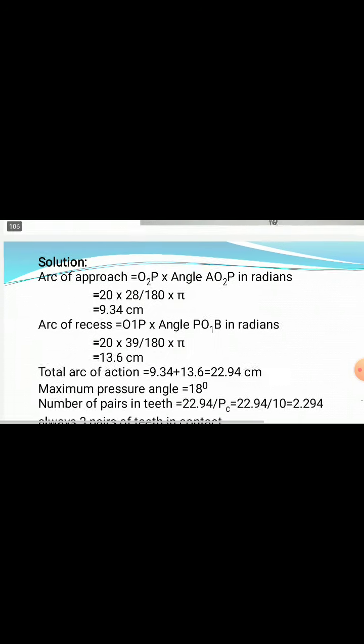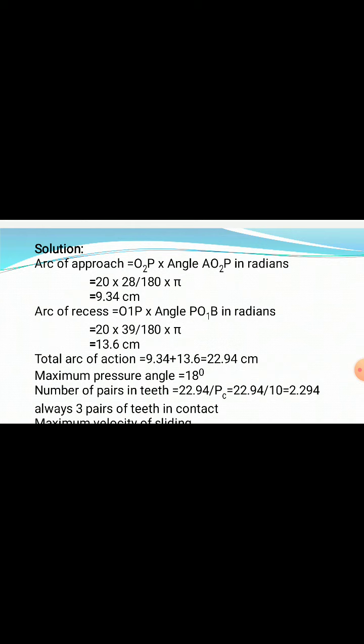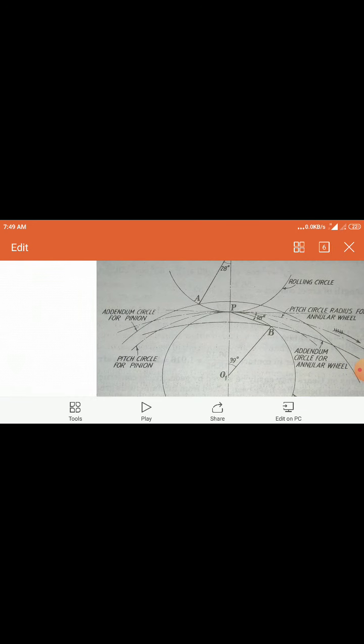Now to find out the total arc of contact, we have to find out the arc of approach and the arc of recess. The addition of both of these, arc of approach and arc of recess, will give you the total arc of action or total arc of contact. The arc of approach is nothing but AP, and the arc of recess is nothing but PB. Arc of approach is A to P, and arc of recess is P to B.